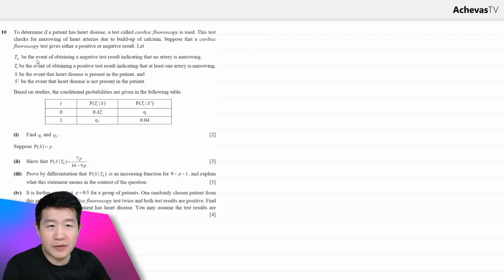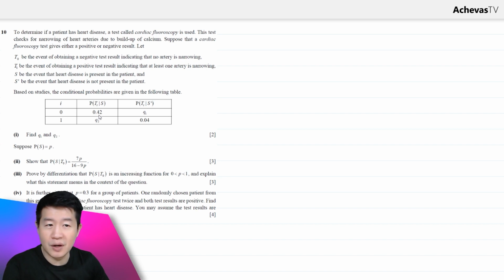So we have T0, where we are going to be getting a negative result. T1, we are going to be getting a positive result. S is when a patient has heart disease. S prime is when a patient has no heart disease. And we are given this set of information in terms of notation. Ti given S. Ti given S prime.